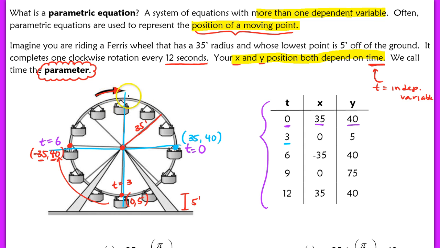If I go to time equals 9, so after 9 seconds, now my horizontal position is back to 0, and my vertical position is up to 75, right? Because it would be 35 plus this 5 feet off the ground. And then finally, after one full rotation, at 12 seconds, I'm back to my original position, 35, 40.